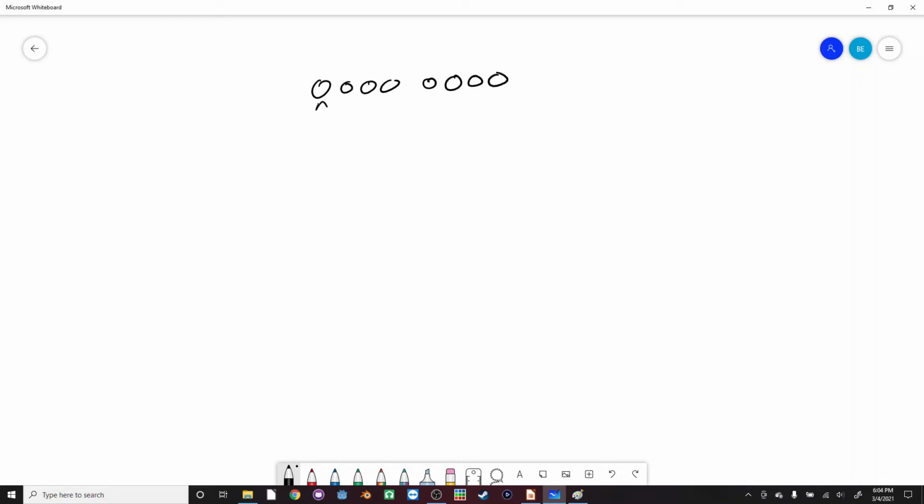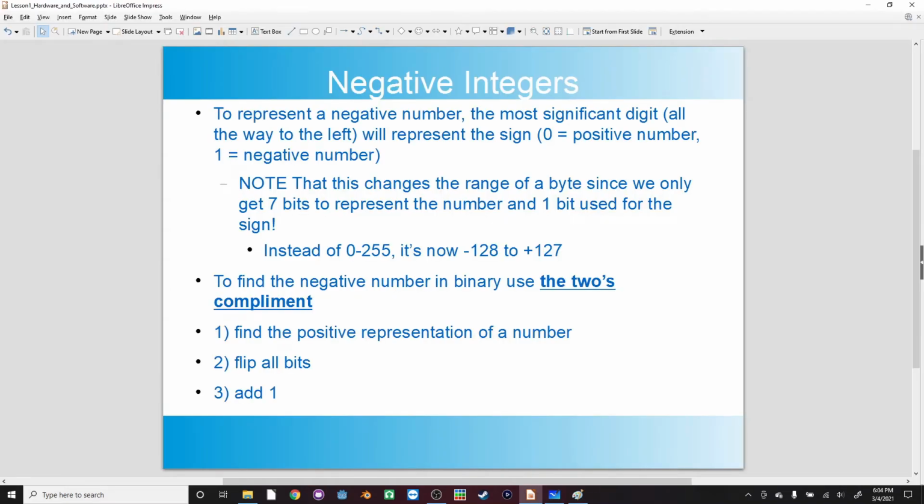We now convert this to be the signed bit. What this means is if it's a zero, the following is a positive number. If it's a one, the following is a negative number. So we now can do negative numbers, as long as that last bit, all the way on the left, the most significant digit it's called, is either a zero or a one. Zero is positive, one is negative.